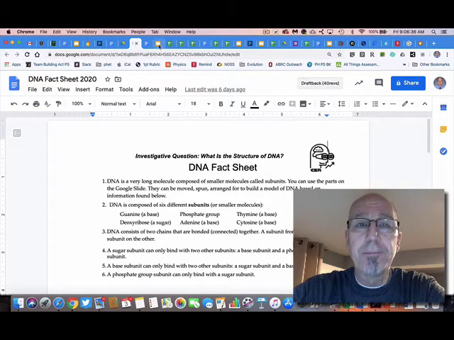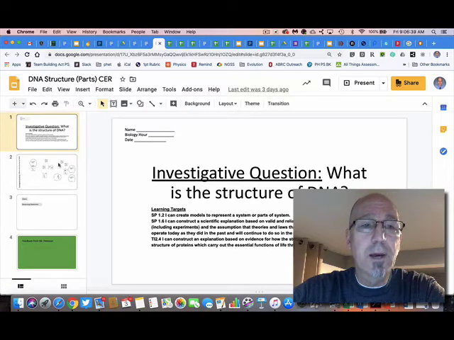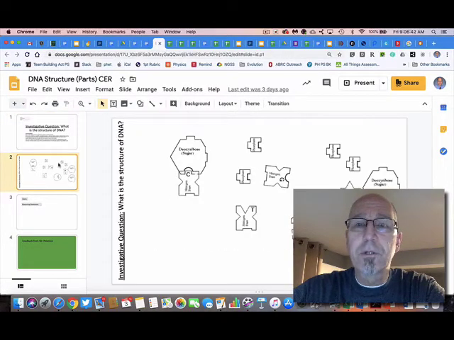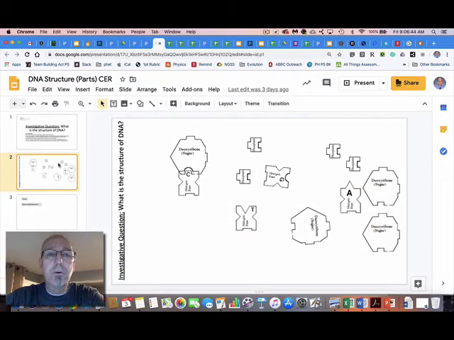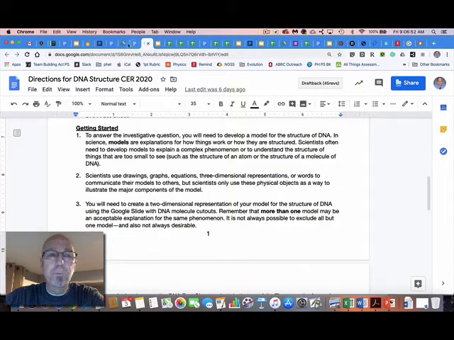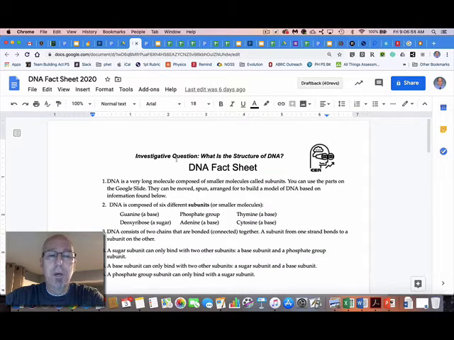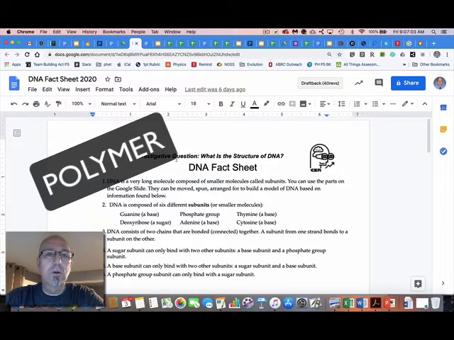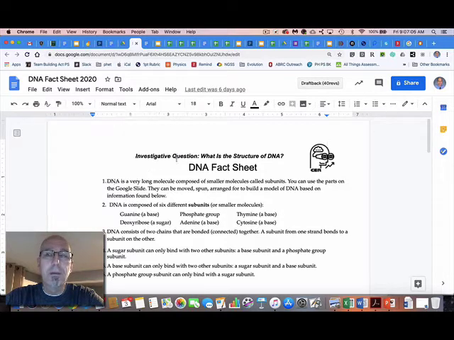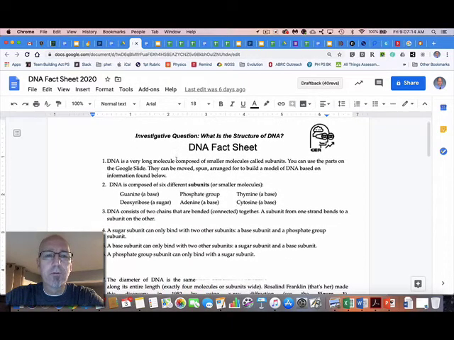So your job, and I'm on the Google slide now, is to take these various parts and arrange them into a model that's based on the information on the DNA fact sheet. Let's go right to the DNA fact sheet. Number one, DNA is a long molecule, and it's made of repeating subunits. So it's a polymer. Poly means many. Polymers are long molecules, and we've been seeing these all year long: proteins, carbohydrates, whatever.